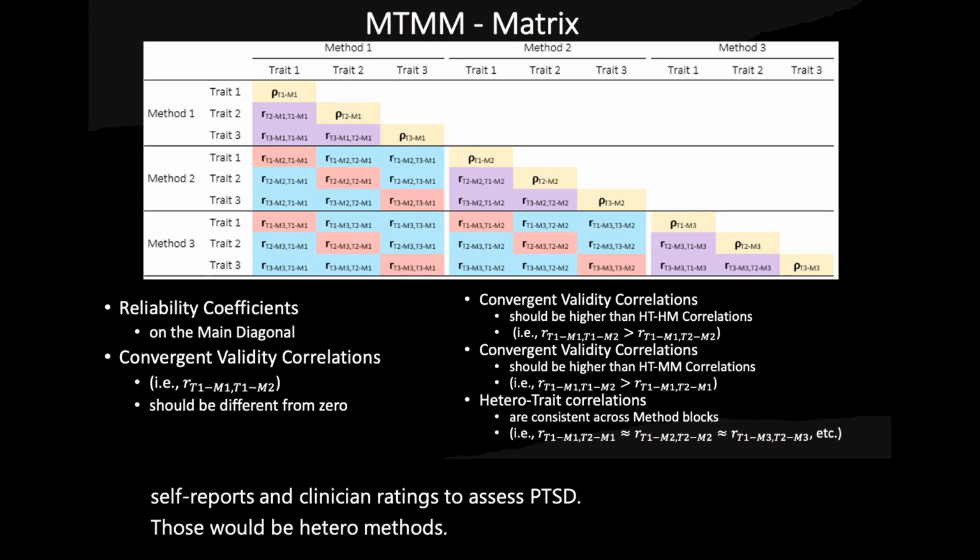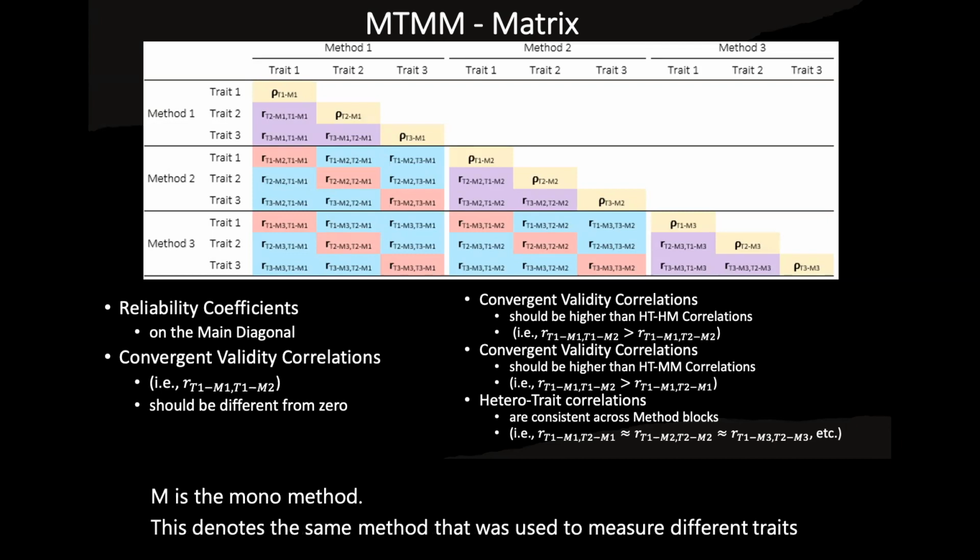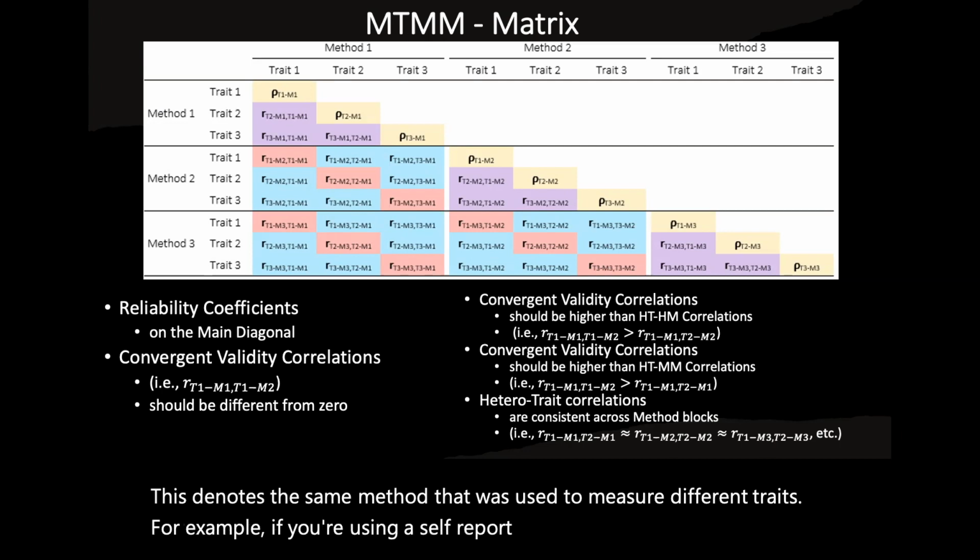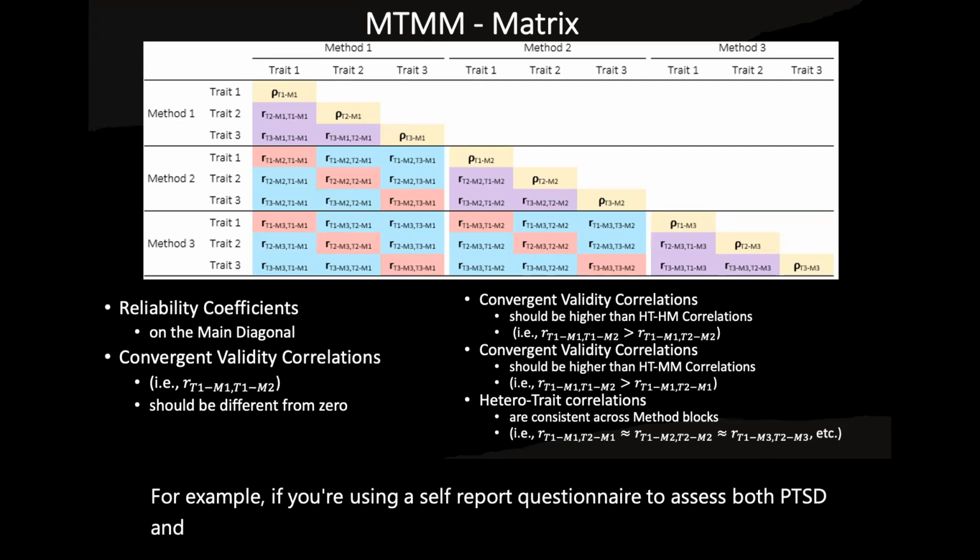MM is the mono method. This denotes the same method that was used to measure different traits. For example, if you're using a self-report questionnaire to assess both PTSD and depression symptoms, that's a mono method. It's the same method for two different traits.